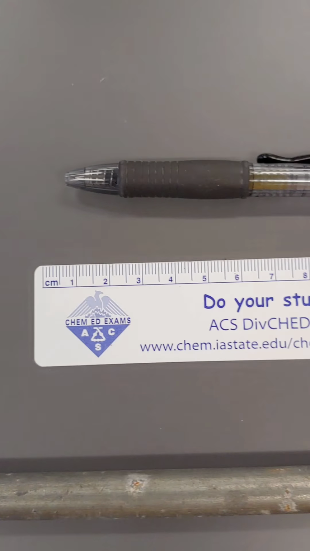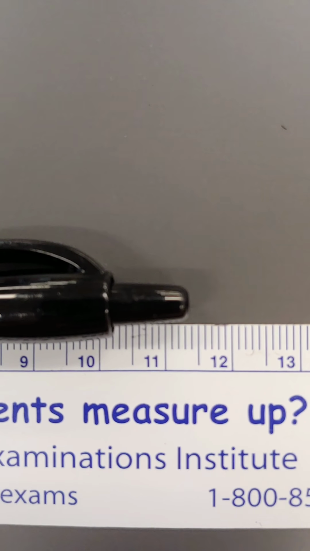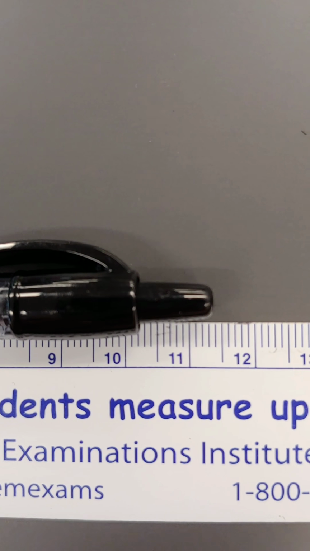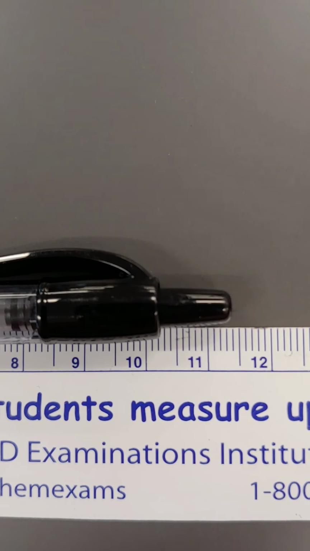So I'm going to line this pen up so that one tip of it is even with the one end of the ruler. And then you can see as it goes down the ruler, there's the very end. So if you were to take a measurement of the distance of that pen, what would you call that length?